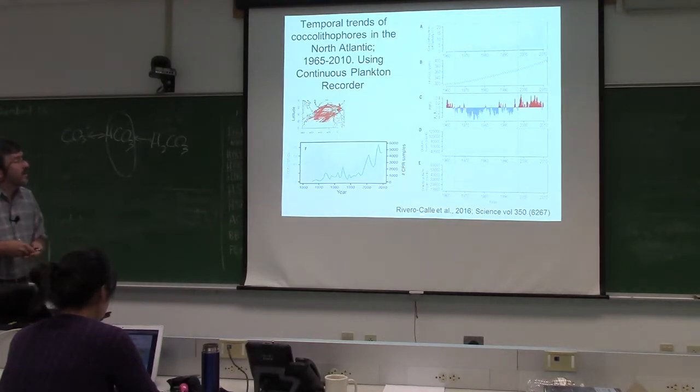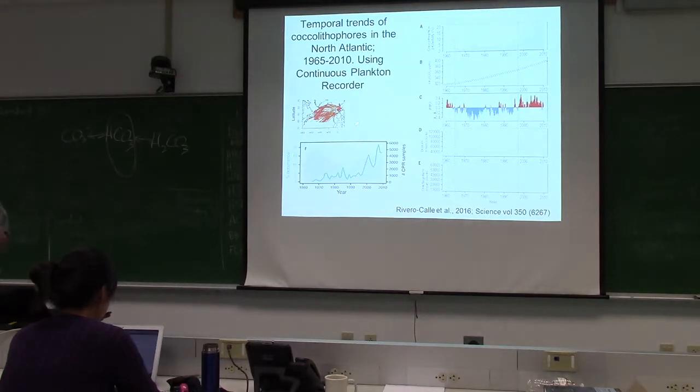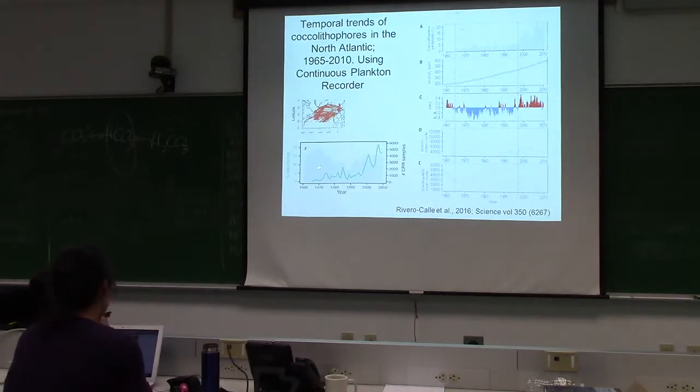Anyhow, here's a paper that came out last year by Rivero-Calle et al. in Science, and they were using the continuous plankton recorder data that go back to 1965. The nets on those CPRs are very broad, they're silk, but they capture coccoliths, and they look at these nets under the microscope and at the probability of seeing coccoliths in those nets. Basically, they've seen since 1960 the probability actually going up. More coccolithophores are being formed in the North Atlantic.